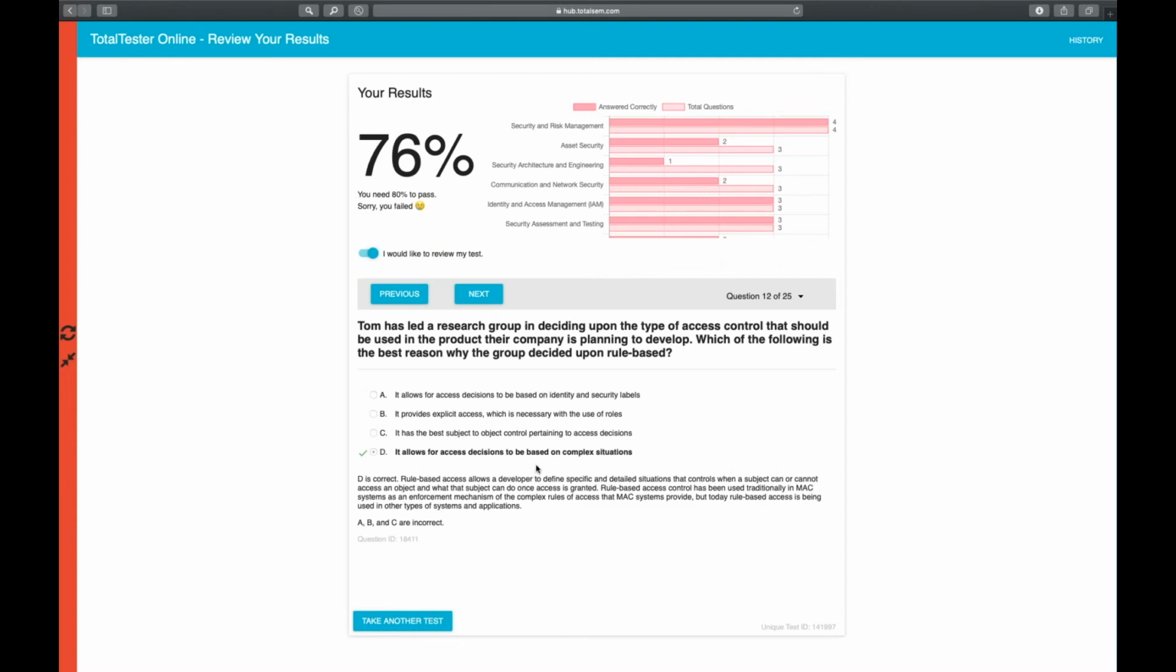Let's see, allows access decisions to be, yeah, we were on the fence about this one, rule-based. Rule-based access allows the developer to define specific and detailed situations that control when a subject can or cannot access an object, and what that subject can do once it's granted. Rule-based access control can be used traditionally in MAC mandatory access control systems as an enforcement mechanism of the complex rules of access that MAC systems provide. But today, rule-based access is being used in other types of systems and applications.